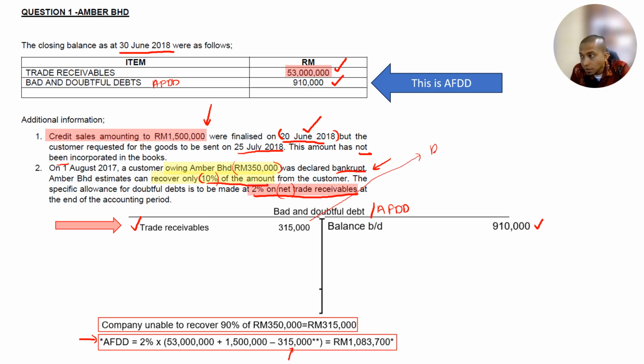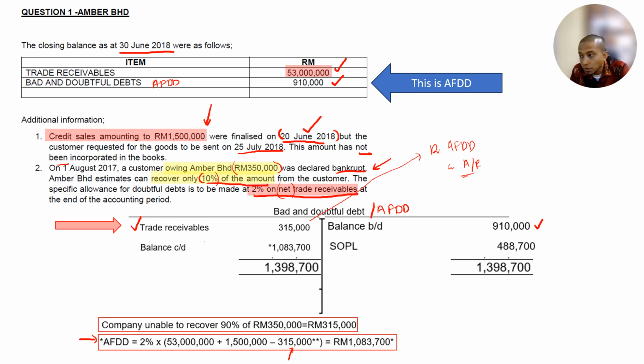We are going to record it as debit allowance for doubtful debt and credit accounts receivable. You see, the word is accounts receivable on the credit side. That's why we need to minus accounts receivable. And we get the answer after multiplying by 2% is 1,083,700. That is our ending balance. So we balance this account and we get the balancing figure, what we call bad debt expense, of 488,700. This is the balancing figure.